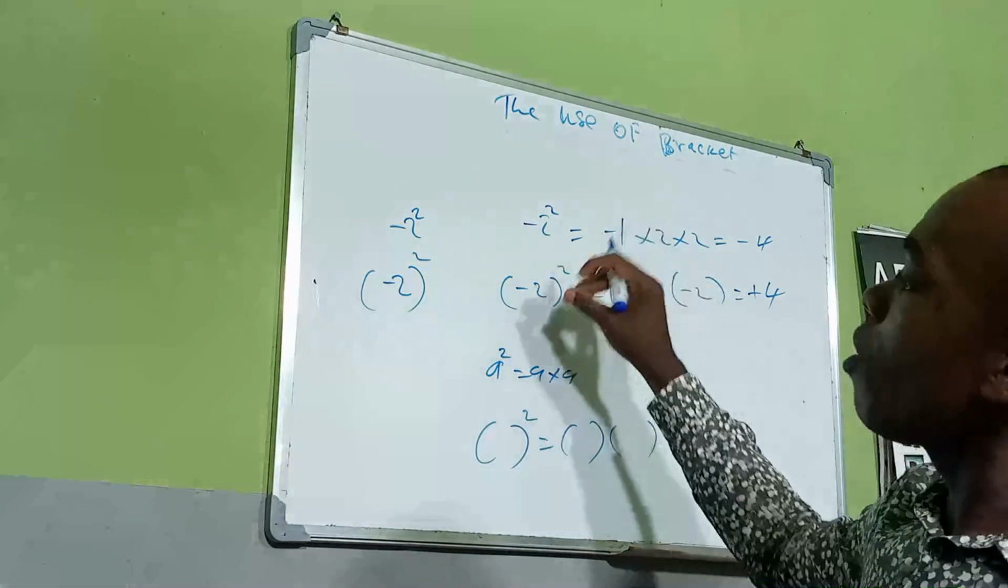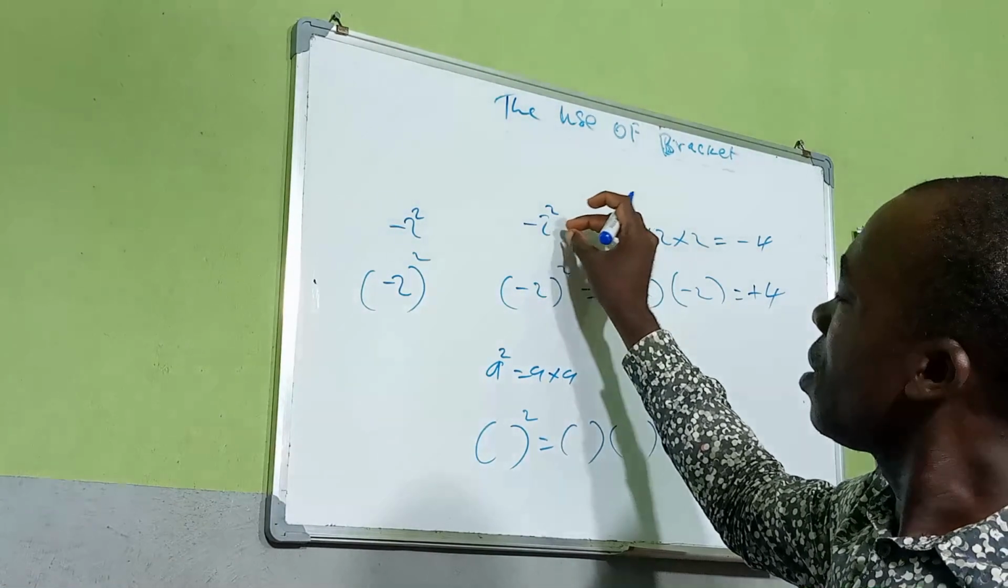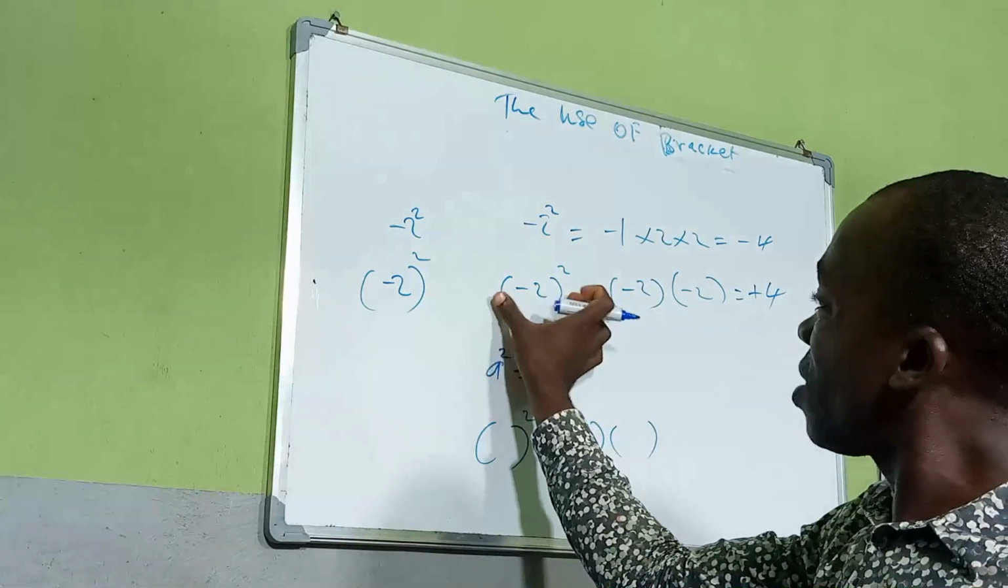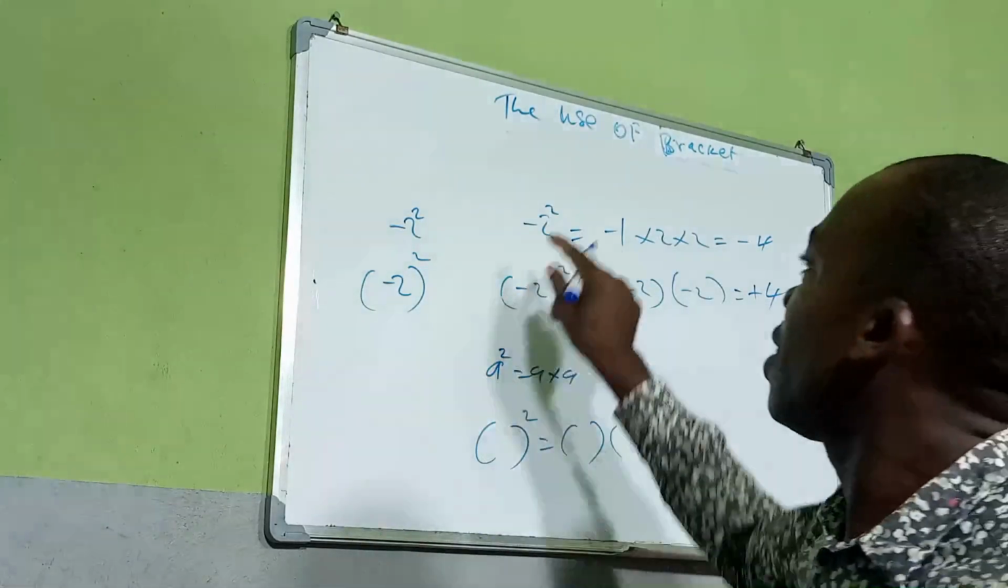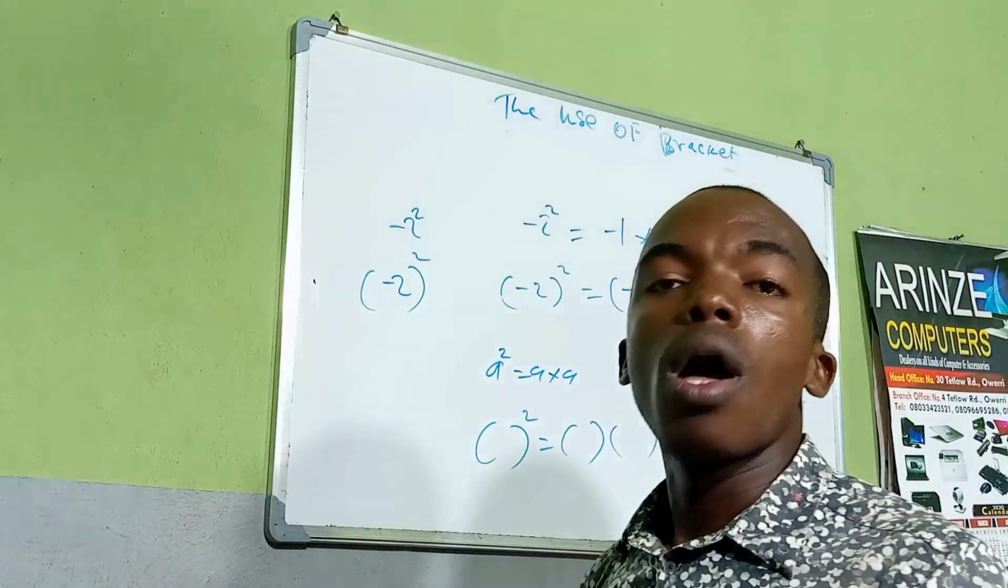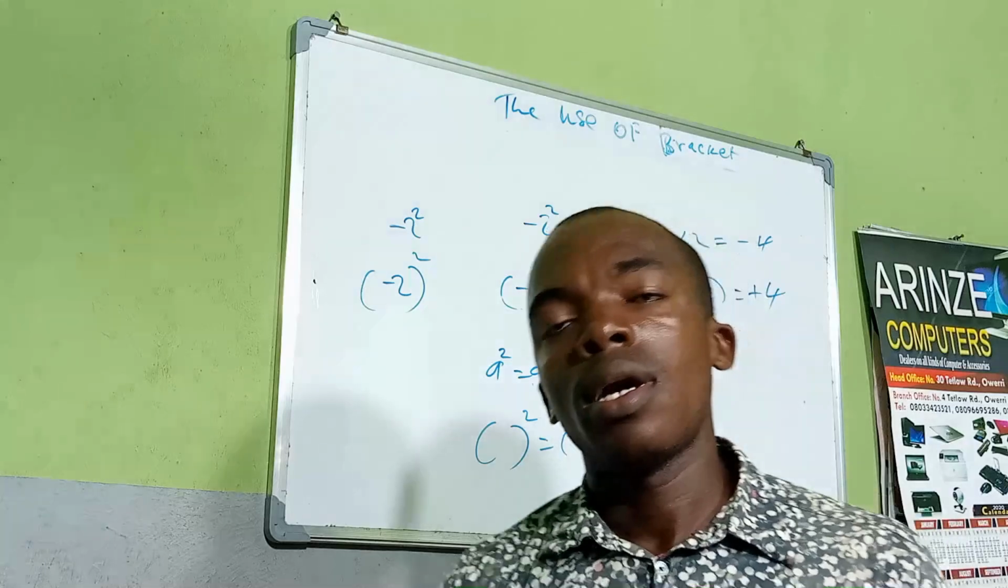Now, why? Because here, everything in the bracket is carrying this power. But here, it's not everything that's carrying this power. It's only the 2 that's carrying the power here. Do you understand? So this is one of the problems we are having in mathematics.